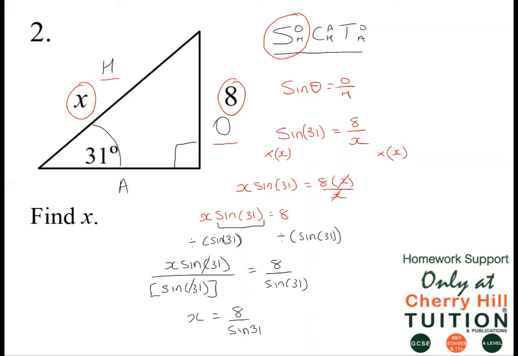The next part is very easy. All we need to do is plug 8 over sine 31 into our calculators and see what we get. So plugging this into our calculators, we get 15.53. So x is equal to 15.53.